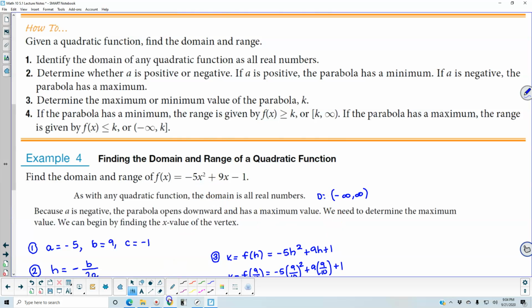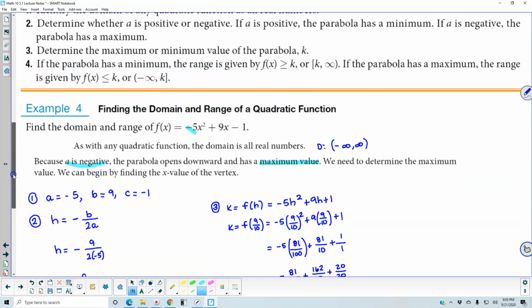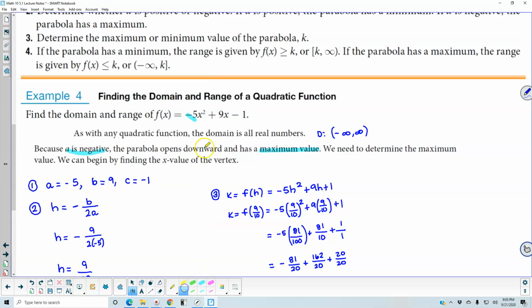Now, we need to take a look at the value of a. We can see that a is negative, so the parabola is going to open downward and therefore is going to have a maximum value, according to the definition. So we need to determine the maximum value, and we can begin by finding the x value of the vertex. For step 1, the value of a is negative 5, the value of b is positive 9, and the value of c is negative 1.